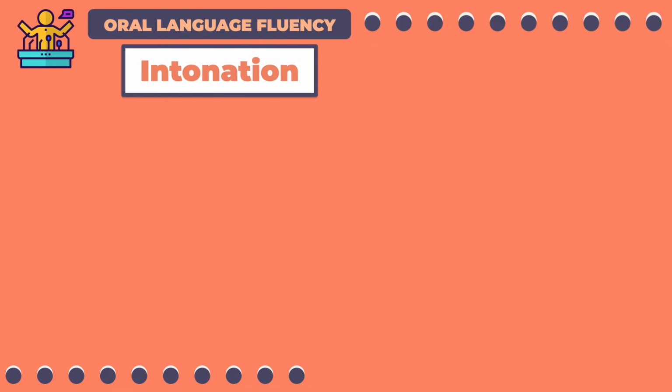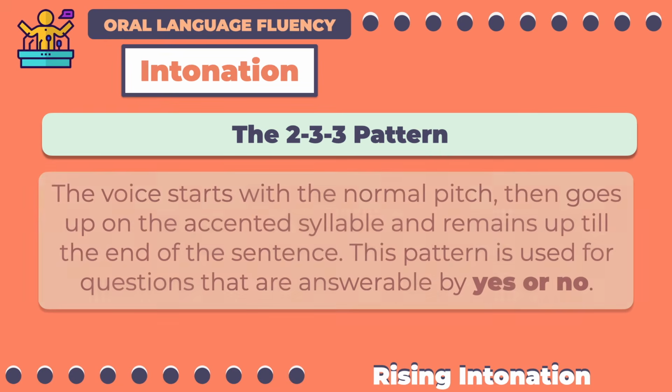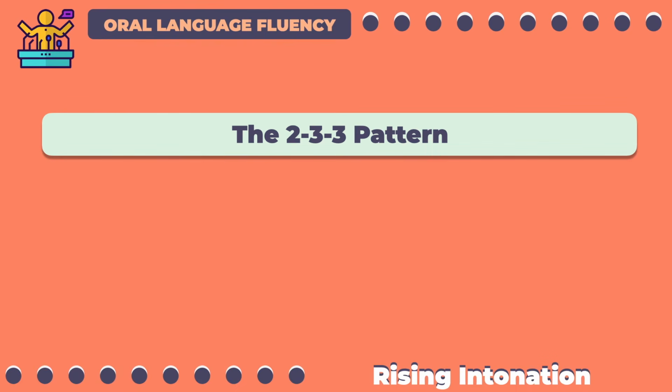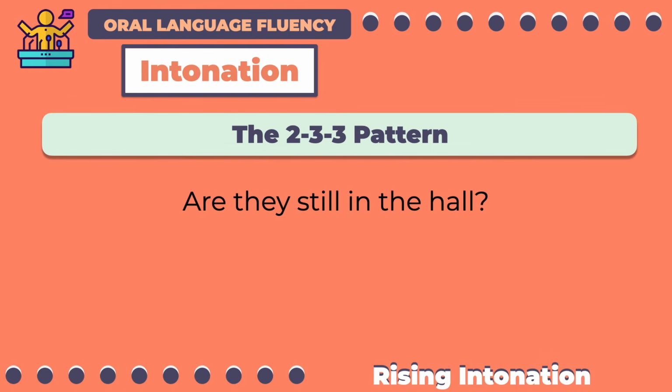The second intonation pattern is the rising intonation or the 2-3-3 pattern. The voice starts with a normal pitch, then goes up on the accented syllable, and remains up till the end of the sentence. This pattern is used for questions that are answerable by yes or no. For example, are they still in the hall? This sentence is answerable by yes or no. So we use the 2-3-3 pattern.